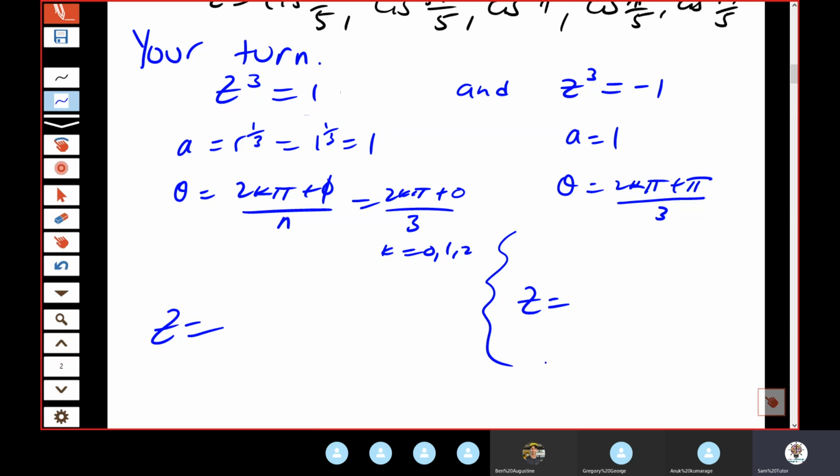Let's see if we get it up. How's that going to work? Done. All right, let's finish it off then. So we should have 1 cis 0, 1 cis 2 pi on 3, and then cis 4 pi on 3.